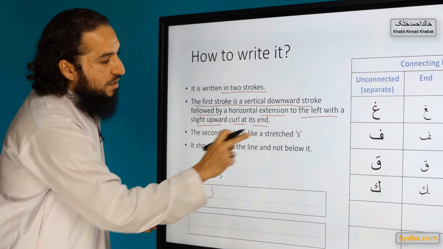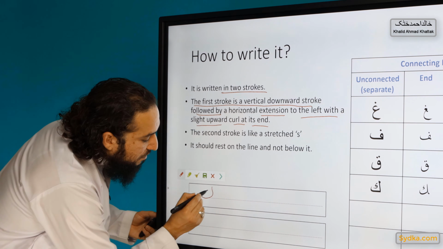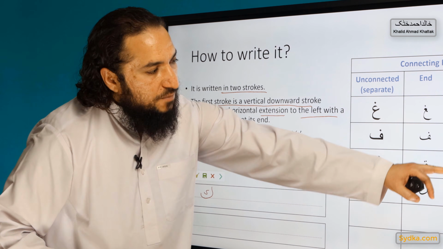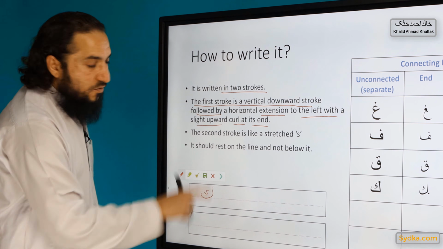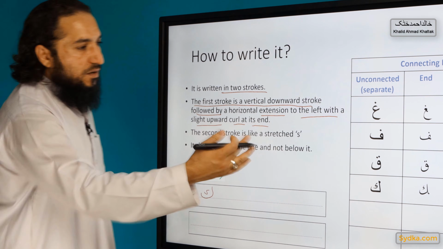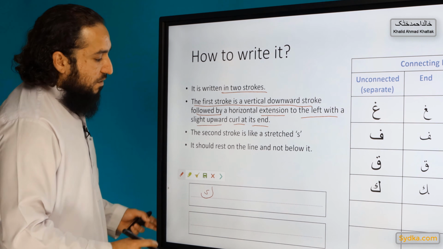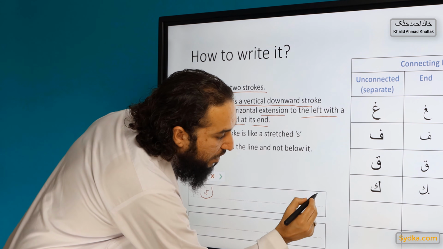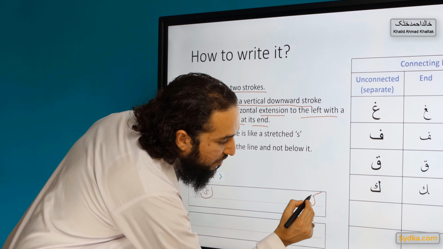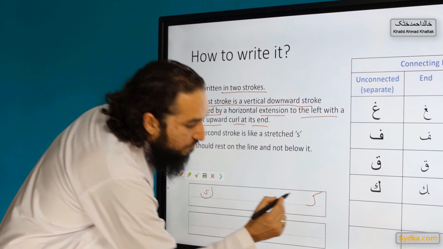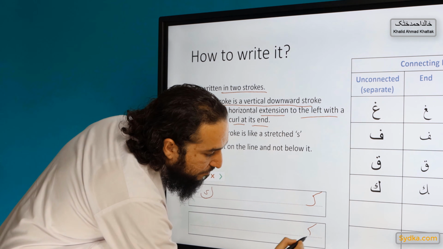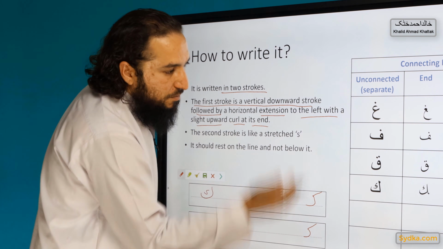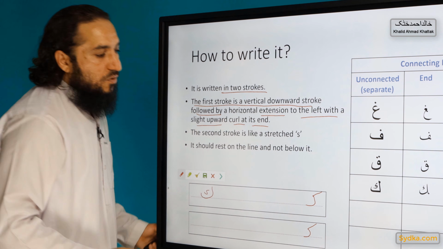The second stroke is like a stretched S. You can have different forms of writing, depending on the state of the letter. You can start like this, and then put another bar connected like this. That's Kaaf. Or you can start with the bar and then connect it downwards. Both ways are acceptable.